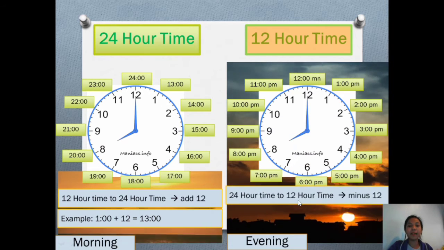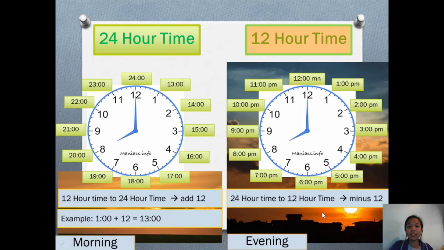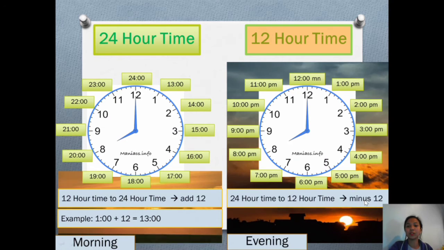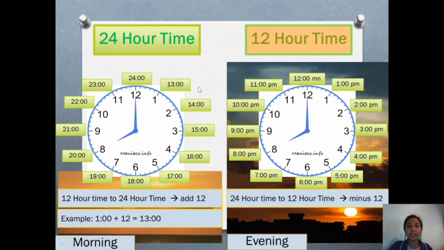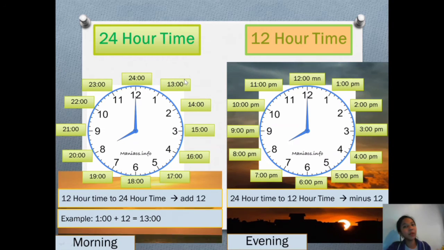Next, how about from 24-hour time to 12-hour time? The opposite of add is minus. The opposite of addition is subtraction. So just minus 12. Let's say from 24-hour time, we have here 1300 hours. How are you going to convert this to 12-hour time? Just minus 12.